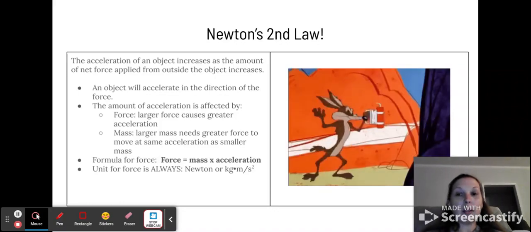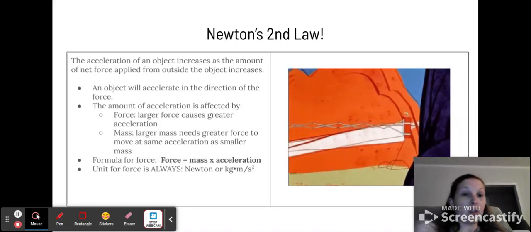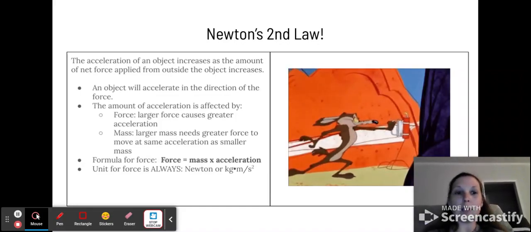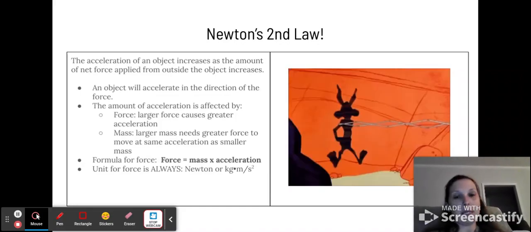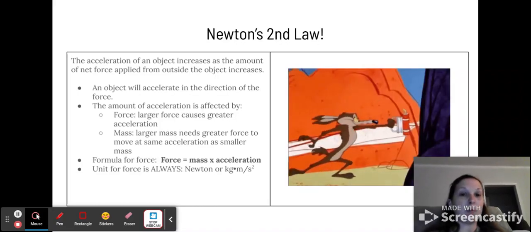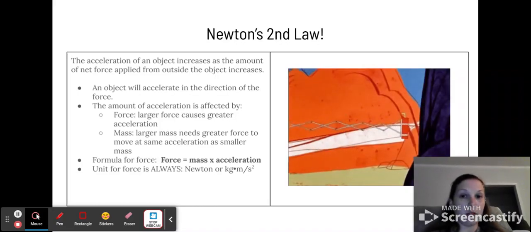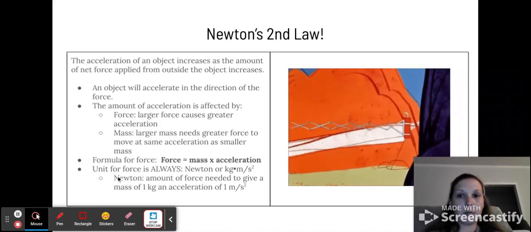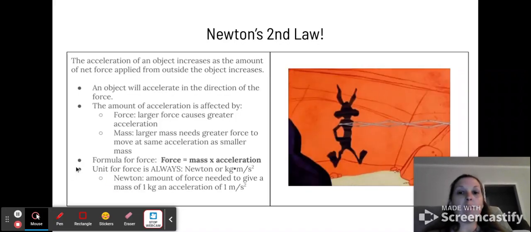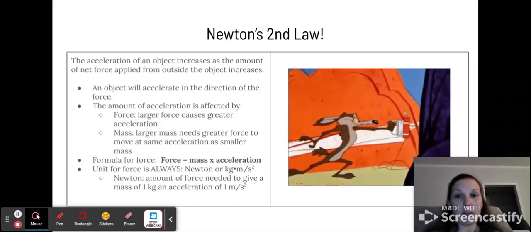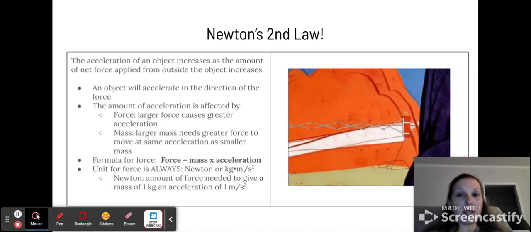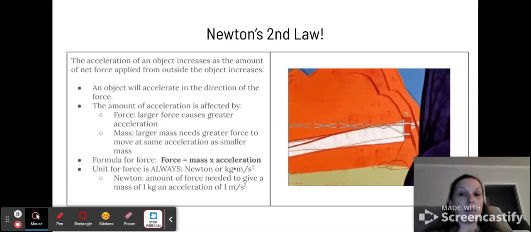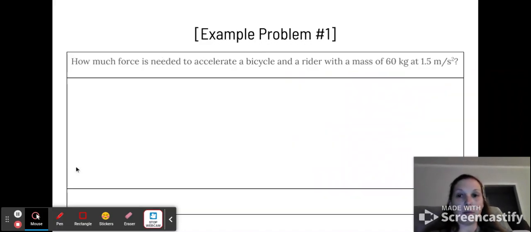And the unit for force here is either a Newton, or if you forget that it's a Newton, you can see the actual parts put together, which is kilogram times meter per second squared, because of acceleration here. And then remember, as we studied in a previous lesson, a Newton is defined as the amount of force needed to give a mass of 1 kilogram an acceleration of 1 meter per second squared.